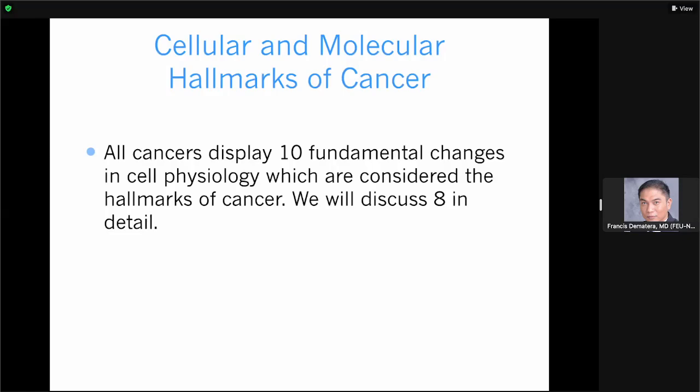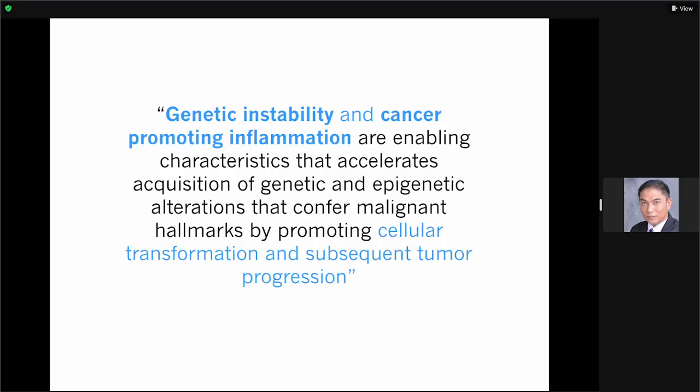Now, there are 10 fundamental changes in cell physiology which are considered hallmarks of cancer. So we will discuss 8 dito sa discussion natin ngayon.